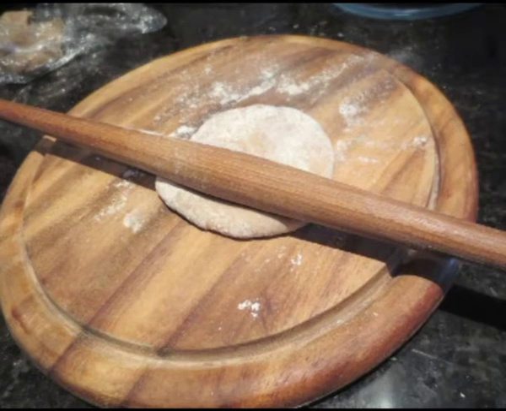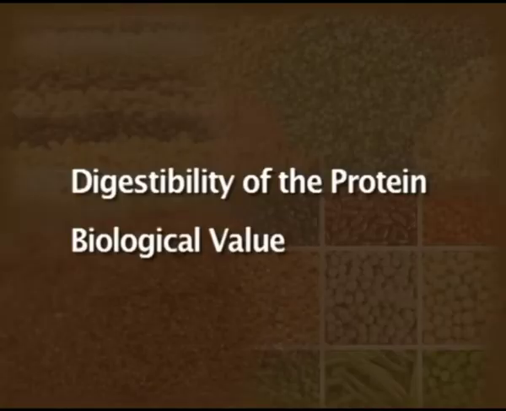Now, the quality of proteins in cereals is measured in terms of two components: the digestibility of the protein and the biological value. The biological value of the proteins found in cereals is low, mostly because of the deficiency of the essential amino acid lysine. As a result, there is a lowering of the quality.